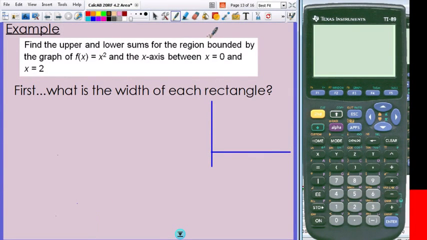So I want to do an example here, and using rectangles, I want to find the upper and lower sums of a region bounded by the graph of f of x equals x squared, the x-axis, and 0 to 2 on x. So I'm going to draw a rough sketch of this. The curve of x squared is about like that. We're going from 0 to 2. We'll call 2 out here. And it's going to be the area under this curve.